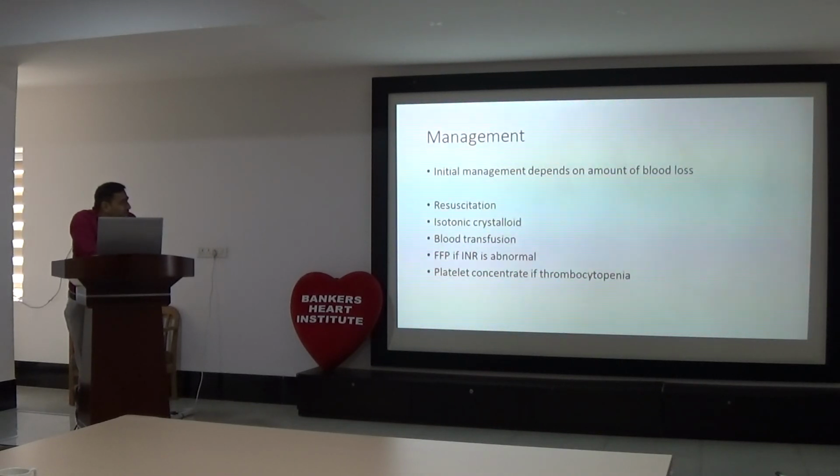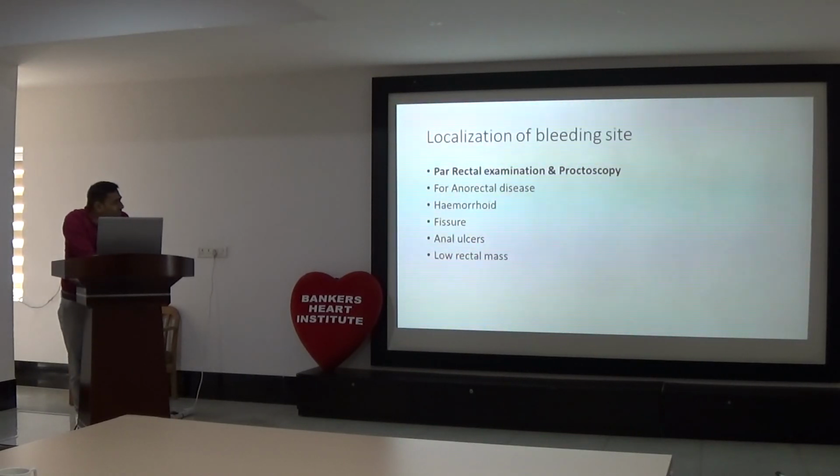So the initial management depends on the amount of blood loss. If the patient has severe blood loss, then initially we should start resuscitation with isotonic crystalloid, and if required, blood transfusion. If INR is abnormal, then transfuse FFP, or if the bleeding is due to thrombocytopenia, then platelet concentrate. The main thing in this is the localization of the bleeding site. This is the most important thing.